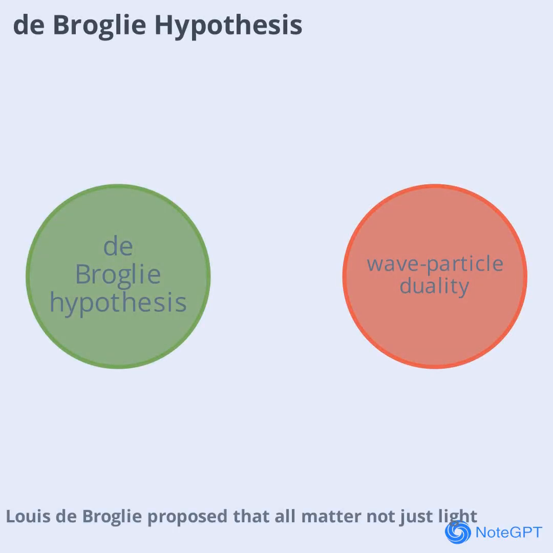De Broglie proposed that all matter, not just light, exhibits both wave and particle properties. According to his hypothesis, the wavelength associated with a particle is given by lambda equals h/p, where h is Planck's constant and p is the momentum of the particle. This idea was revolutionary and was later confirmed by experiments like Davisson-Germer. It forms the basis for understanding the behavior of electrons in atoms and the development of quantum mechanics.